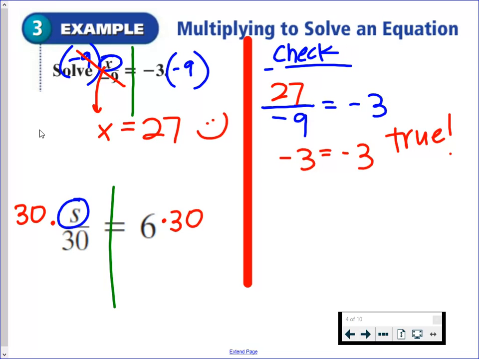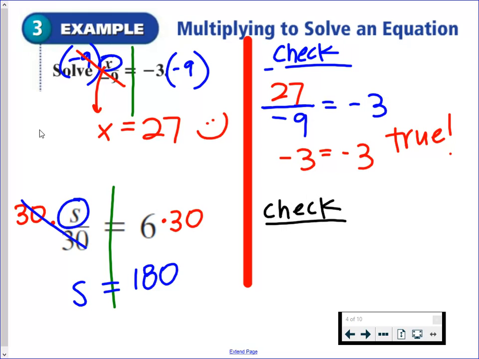We're going to practice this more and more and more. A 30 on the top, a 30 on the bottom, eliminates itself. S is left. 6 times 30, or 6 times 3, add a 0. Does this make sense? It used to say S divided by 30 equals 6. Now we've changed S to 180.